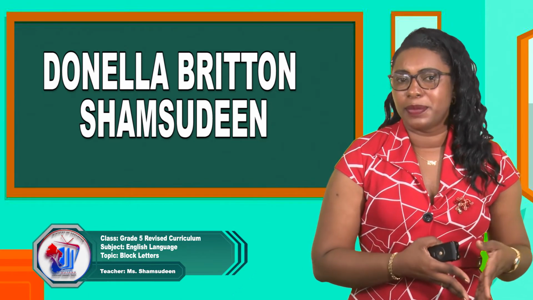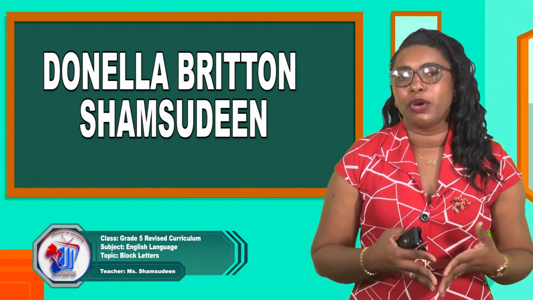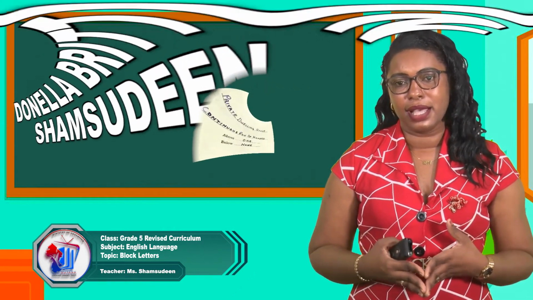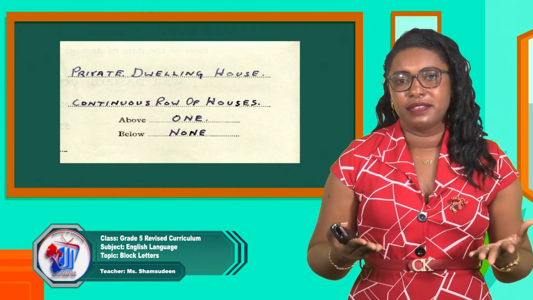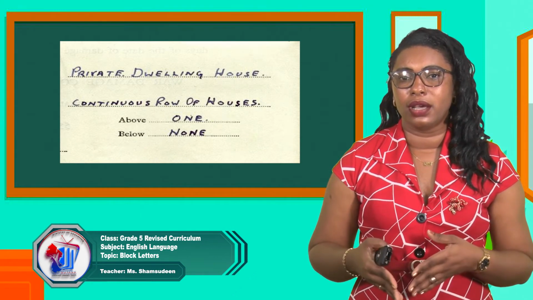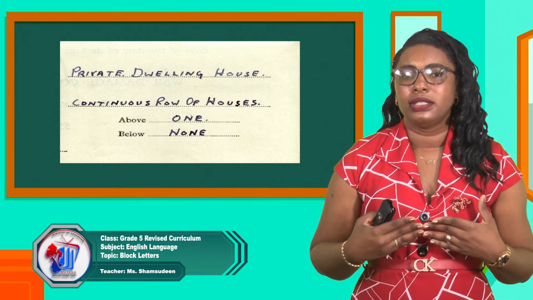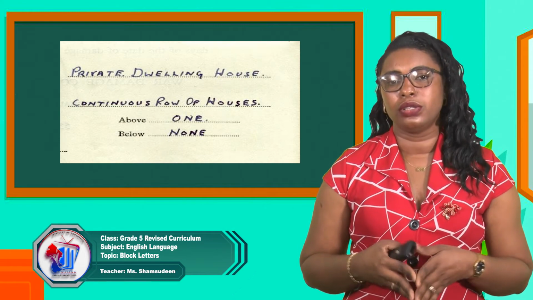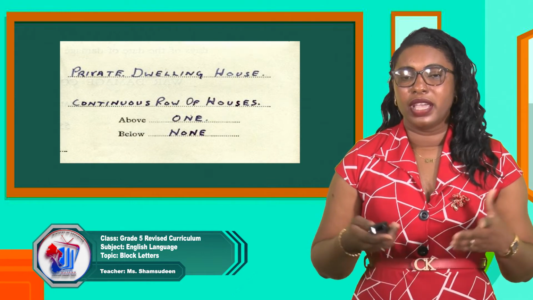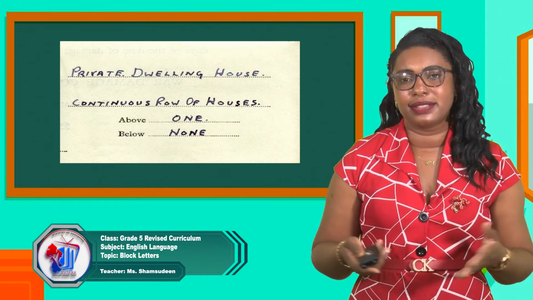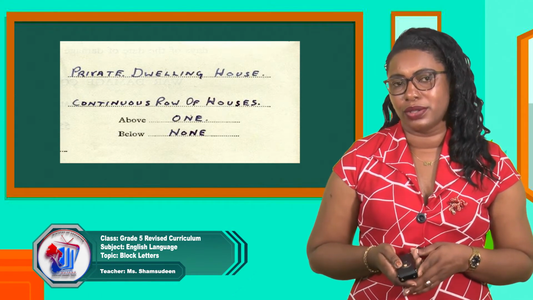As I said, there must be space between each word when you are writing in block letters. And your style or formation must also be consistent. Look at this next example I have. The piece of information we are writing here: private dwelling house, continuous row of houses. Then we have one, none. And all of this information was being required to be filled in block writing. So everything there is clear that you could understand what is written. You have spaces between all of the words that were used also.